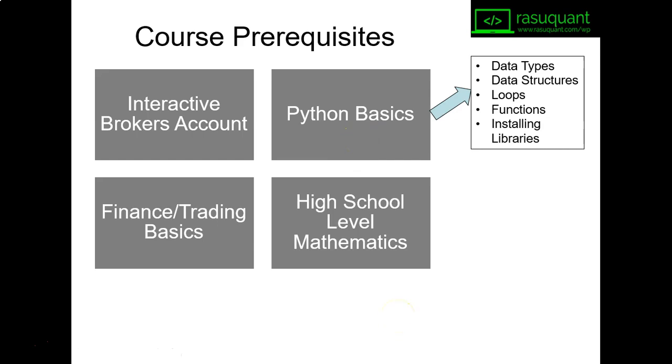The other important course prerequisite would be finance or trading basics because we use a lot of finance and trading parlance. For example, going long, short, buy, sell, things like that, right? And also you are expected to know basic high school level mathematics and statistics because some of the strategies that we'll discuss use these concepts.